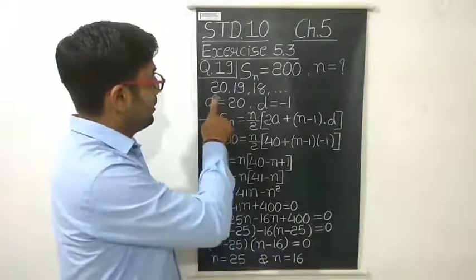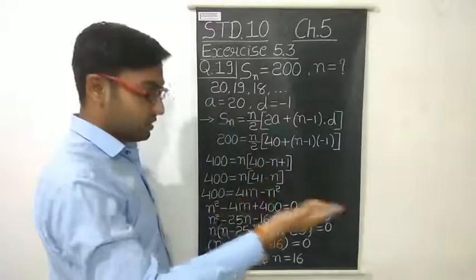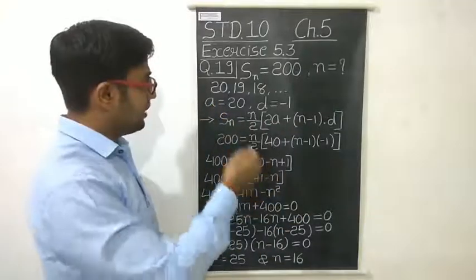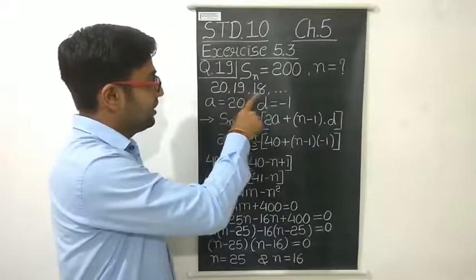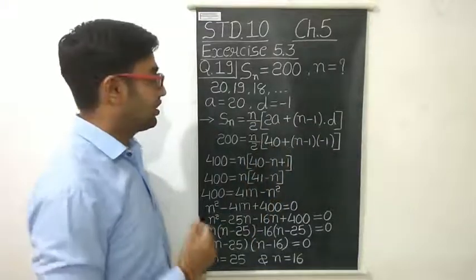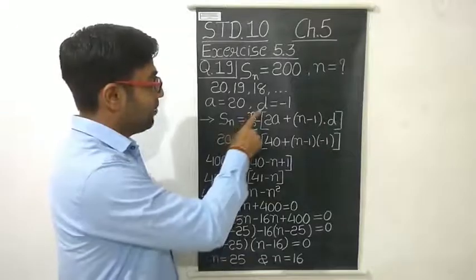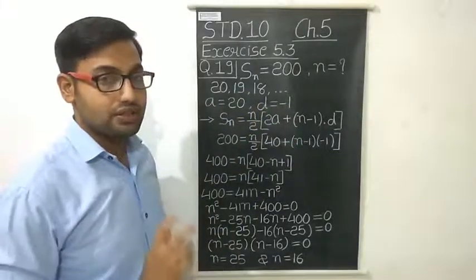So now our AP will become in this way: the first row, that is 20 logs. So the first term will be 20. After that 19 logs are there. So this is the second term, this is the third term. So in this way this AP is formed. So the first term a is equal to 20. Common difference d is equal to 19 minus 20, that is equal to minus 1.